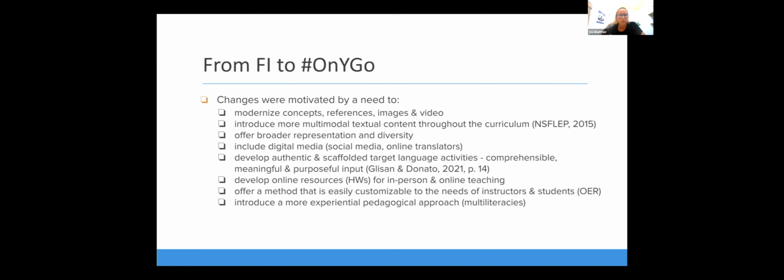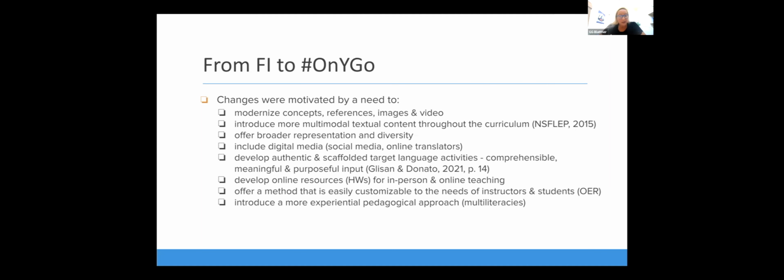We wanted to offer a broader representation and diversity because often in, not in FI particularly, but in other textbooks that are currently available on the market, the focus is always on France and usually middle-class French people. And so we really wanted to bypass that traditional representation and be more inclusive. We also included a variety of digital media and social media and online translators. And again, Amanda is going to focus on this type of activities a little bit later.